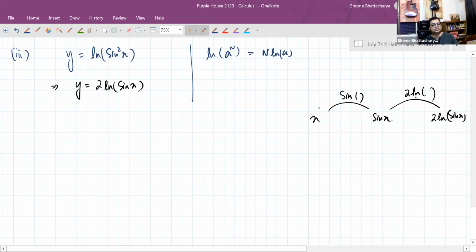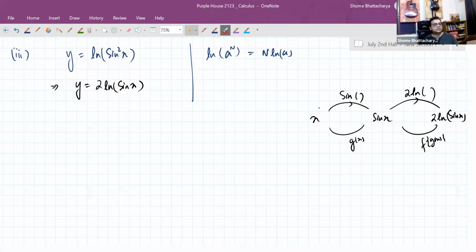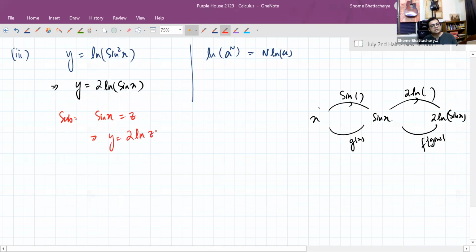So it's a 2-step process. It's not a 3-step process. So this is my g, and this is my f of gx. I know that this has to be substituted as z. So our substitution step becomes clear. So substitute sin x as z. So y becomes 2 times ln z.